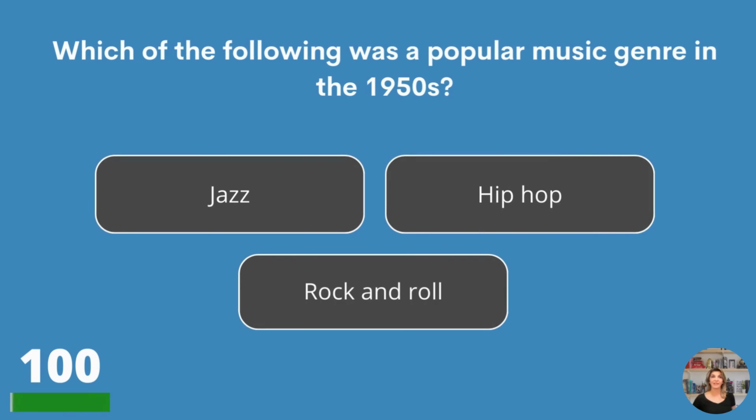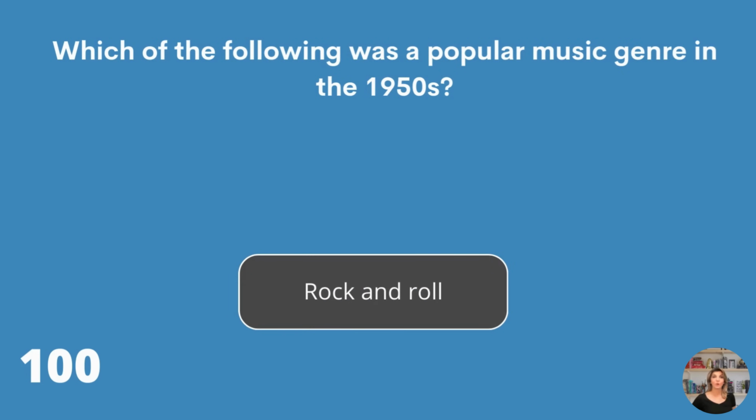Question 100. Which of the following was a popular music genre in the 1950s? Jazz, hip hop, or rock and roll? Rock and roll.